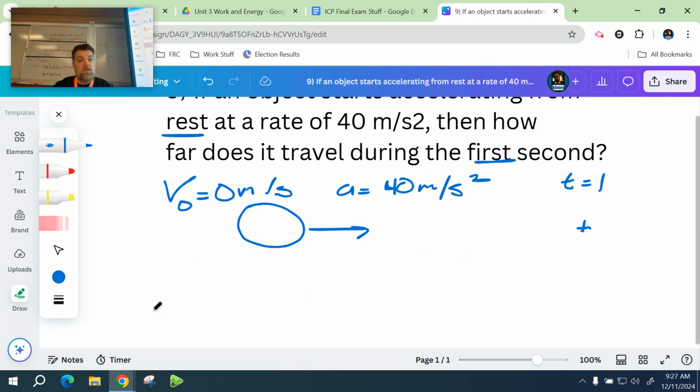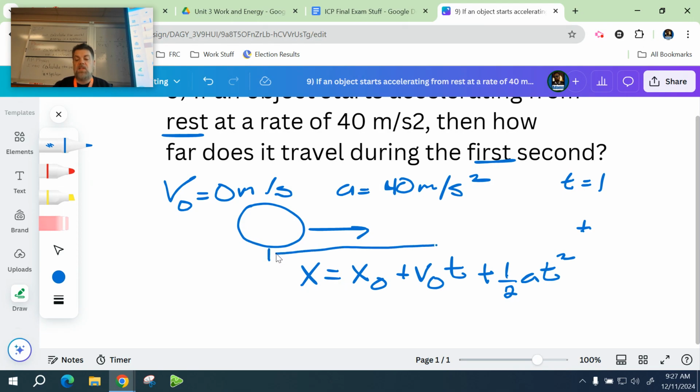Well, somewhere in your notes you have this, where x is equal to x naught plus the initial velocity times time plus 1/2 times the acceleration times time squared. By the way, if I'm starting here and measuring the distance to the final position, this is x, and this is my initial position, x naught. We're going to let x naught equal 0 meters.